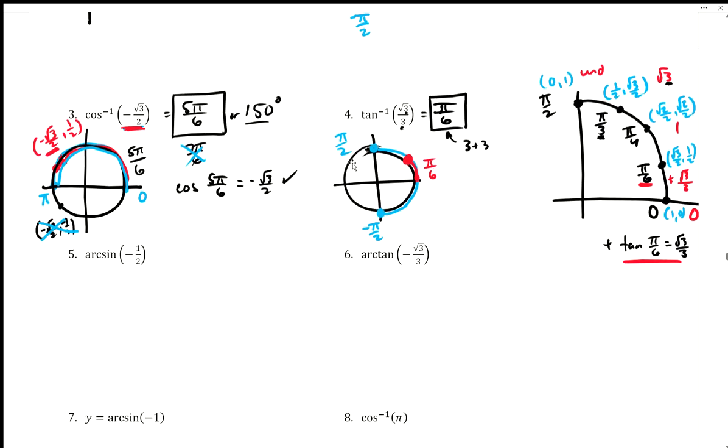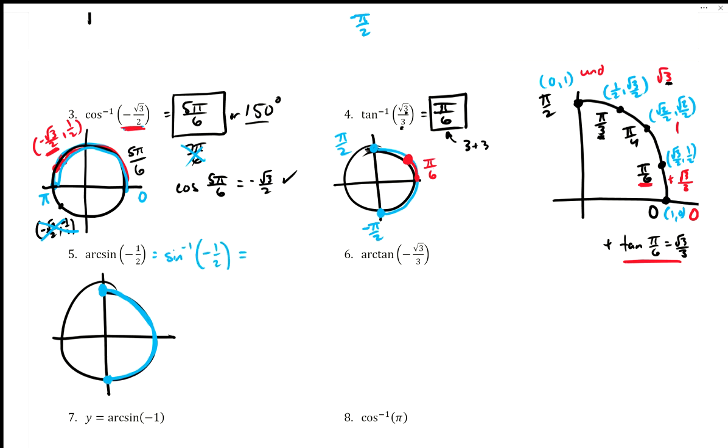All right, now let's do some negatives. All right, so arc sine of negative 1/2. So still I'm going to sketch out a circle. And still in blue, highlight where our answer would be. So sine inverse. So arc sine and sine inverse, remember those are the same. So if you wanted to rewrite this like that, that's fine too.